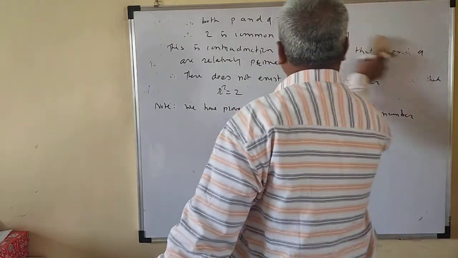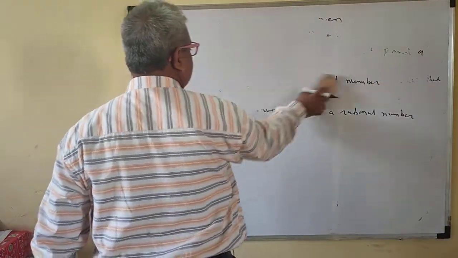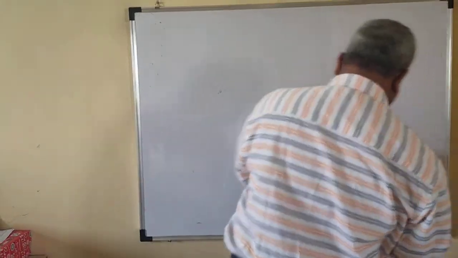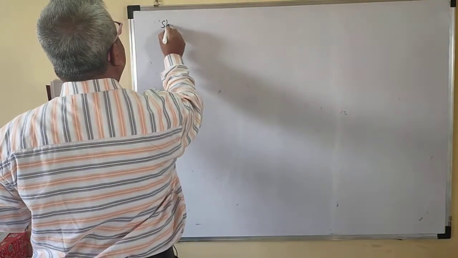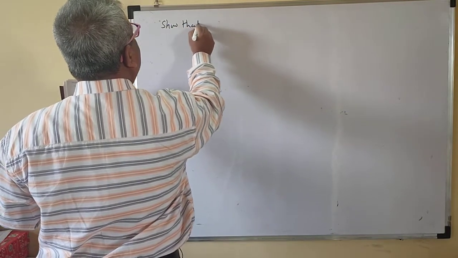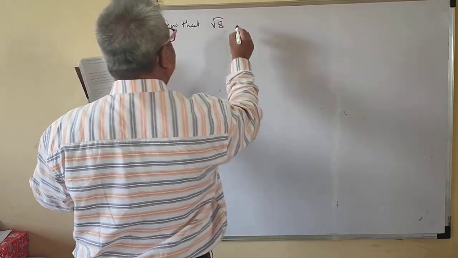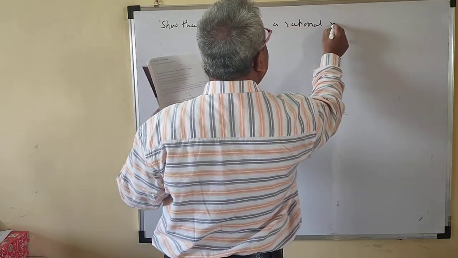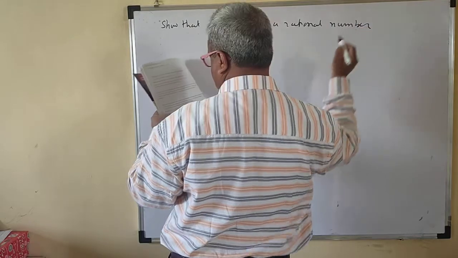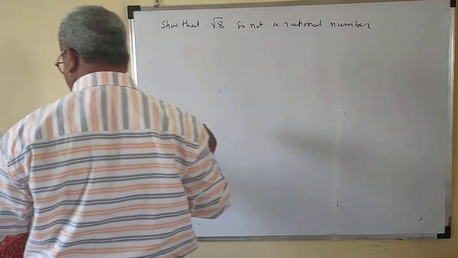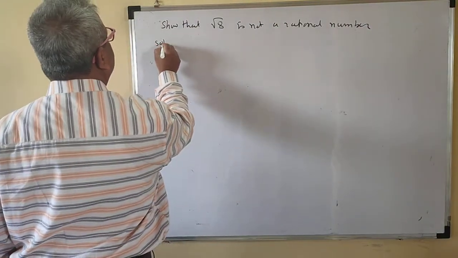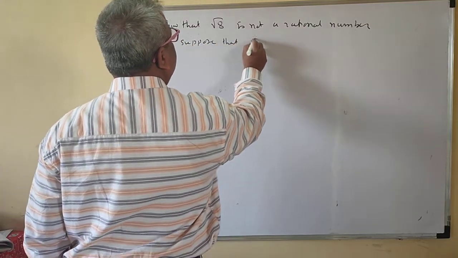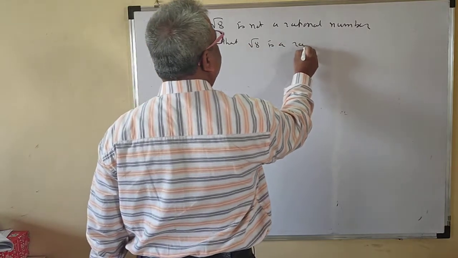Show that root 8 is not a rational number. Solution. Suppose that root 8 is a rational number.